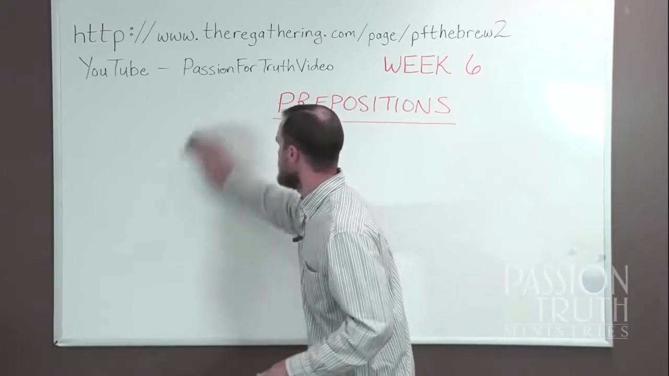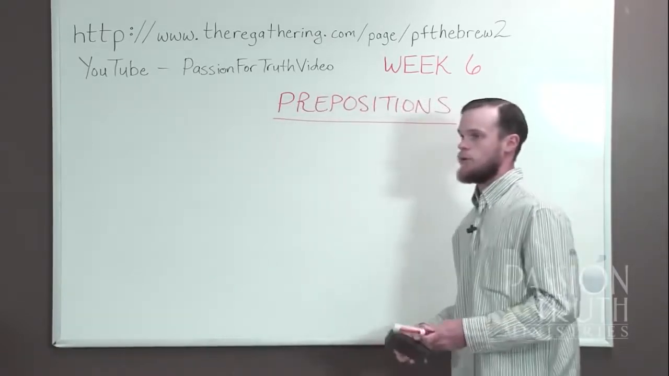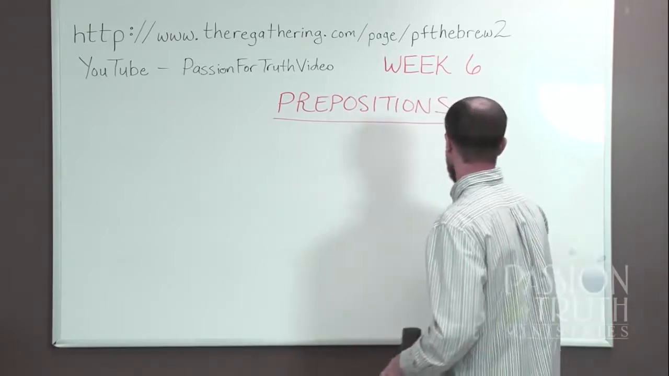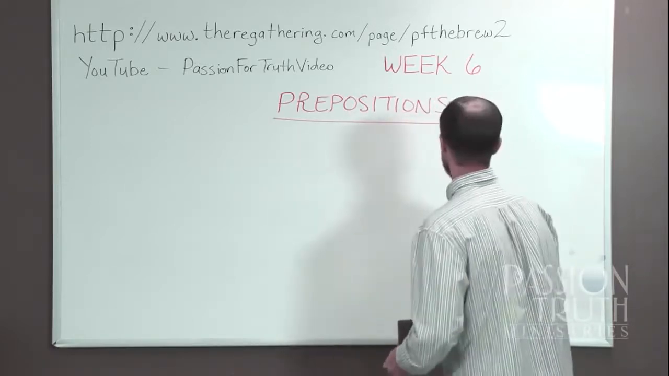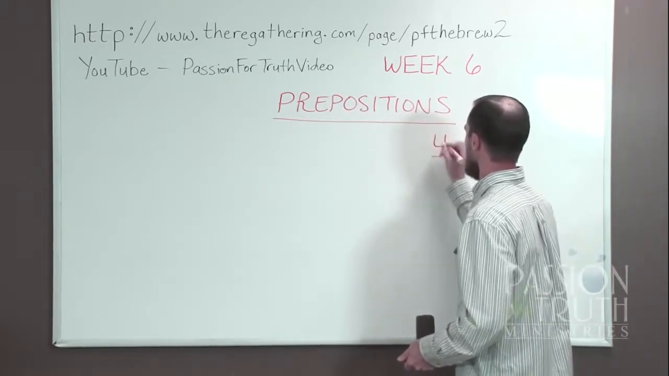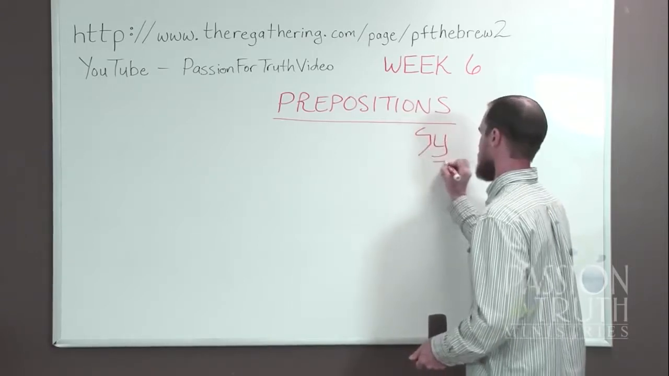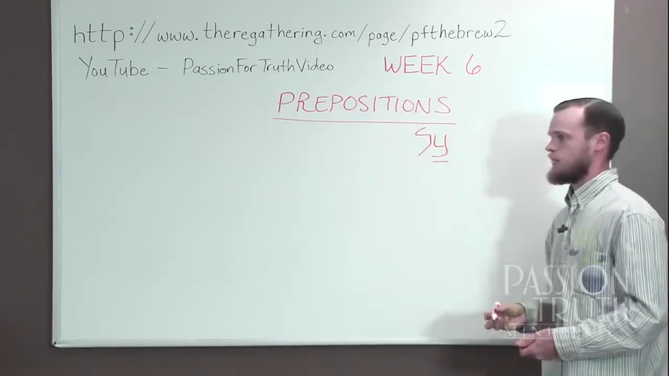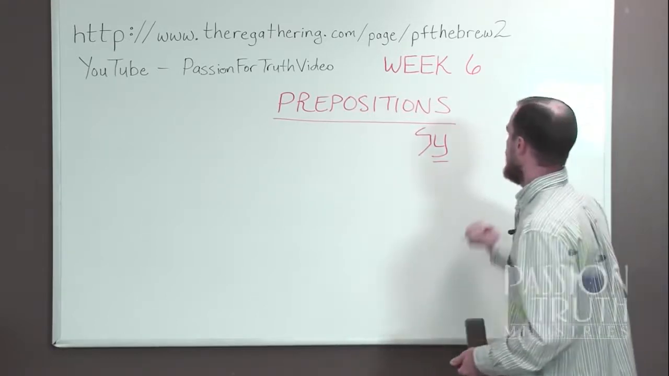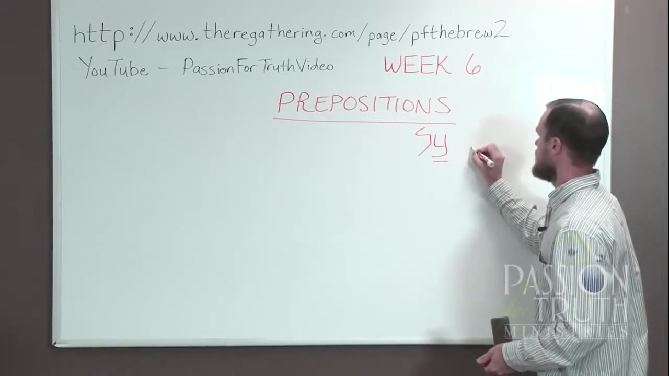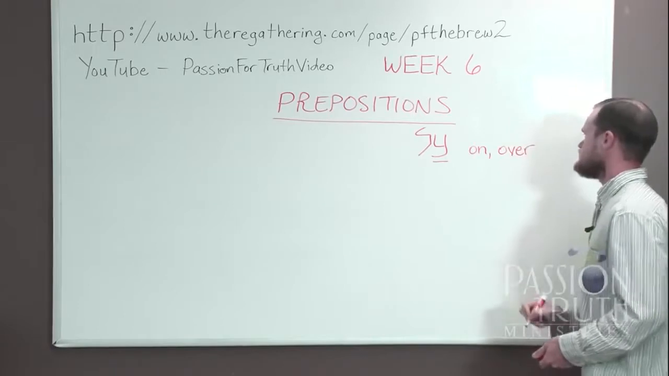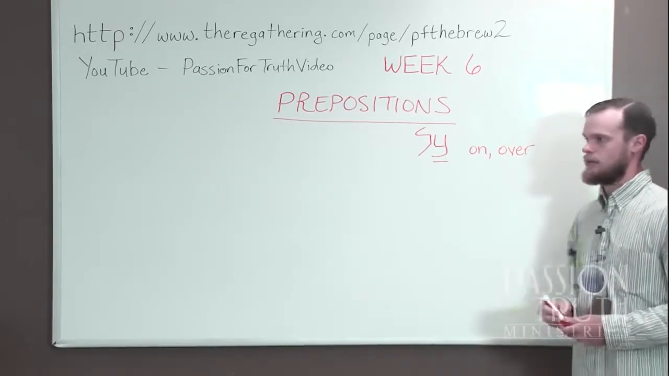So I'm going to give five prepositions, and we're going to use them in some sentences. They're listed on your sheet. I'll write them up here too. We've got ayin lamed with a patach under the ayin. This is pronounced al. And al can mean on or over, on top of.